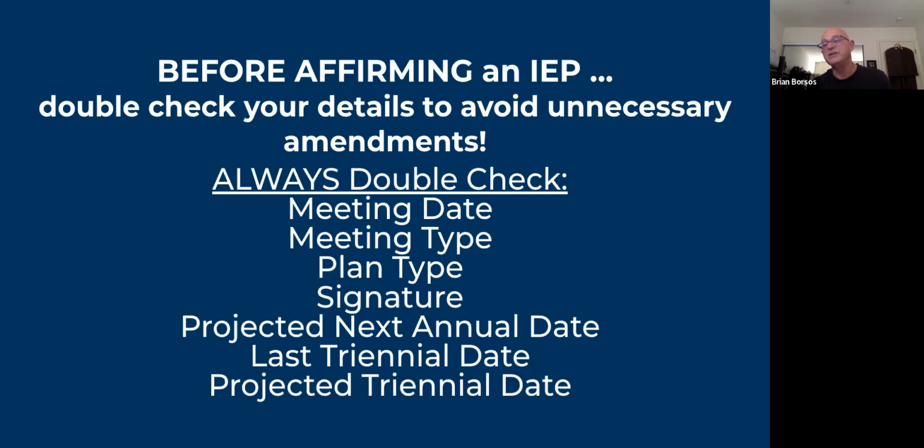They usually do. That last date, if the meeting that you're holding today is a triennial IEP meeting, then the last triennial date entered into SEIS needs to be today's, and the projected triennial date needs to be 3 years from today. So if this is August 10th, 2023, that next projected triennial date would be August 9th, 2025.